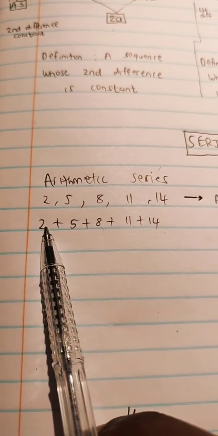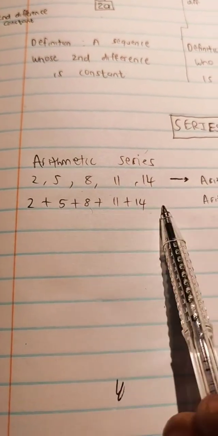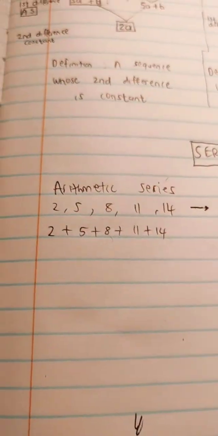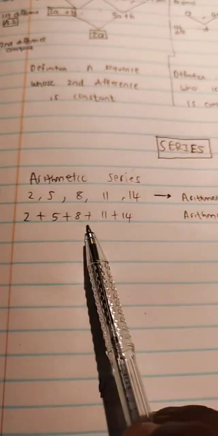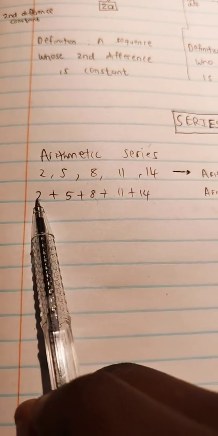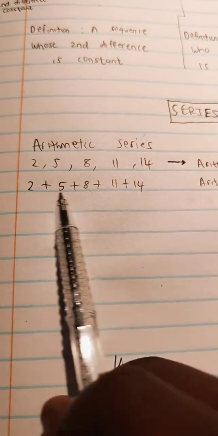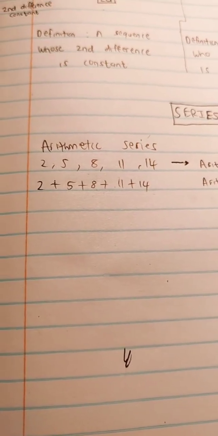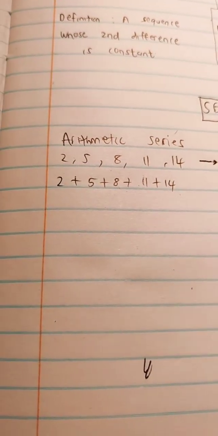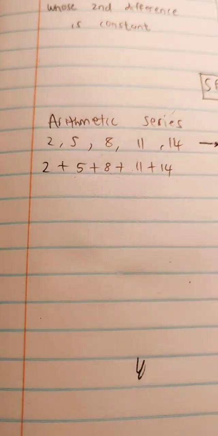It's because this is still consisting of the very same terms that we had in the sequence above. The constant difference between the terms listed above is still going to be 3. The only difference is that we are adding the terms, and as a result, we call that a series. Because of the addition of the terms, we call it a series.